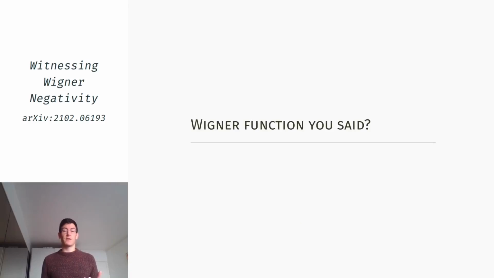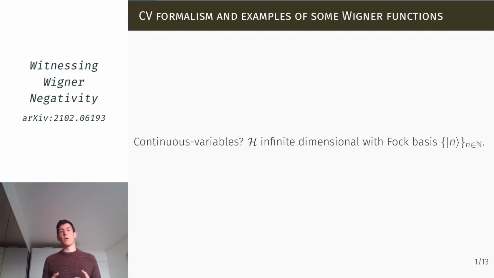First, what is a Wigner function? We work in the continuous variable formalism. The Hilbert space is thus infinite dimensional, and for instance, it comes with a countable orthonormal basis known as the Fock basis, which is also known as the photon number states. In this formalism, quantum states can be equivalently represented in phase space with, for instance, the Wigner function.